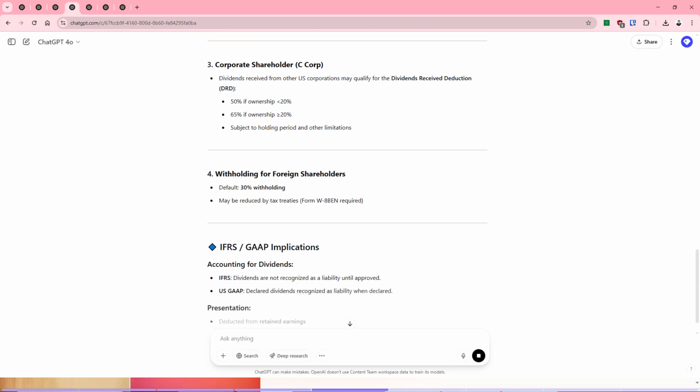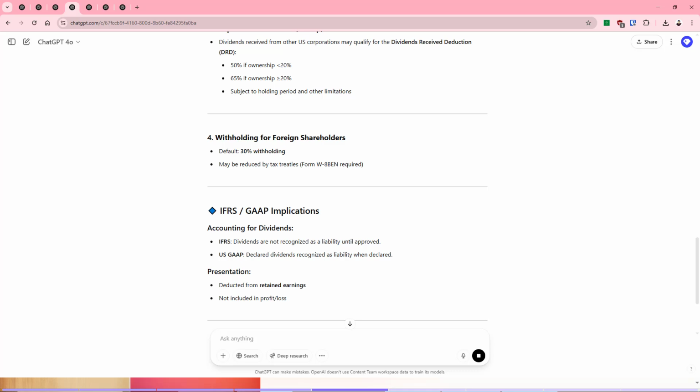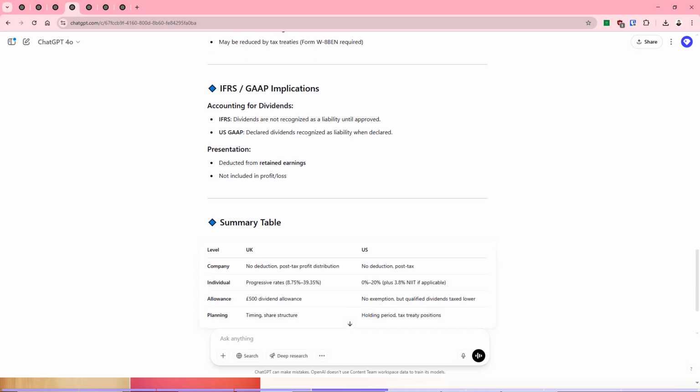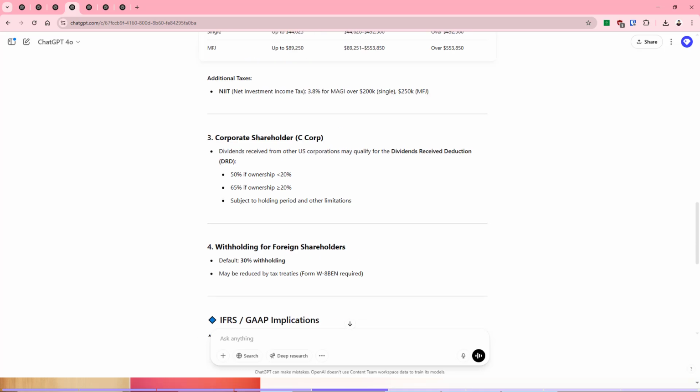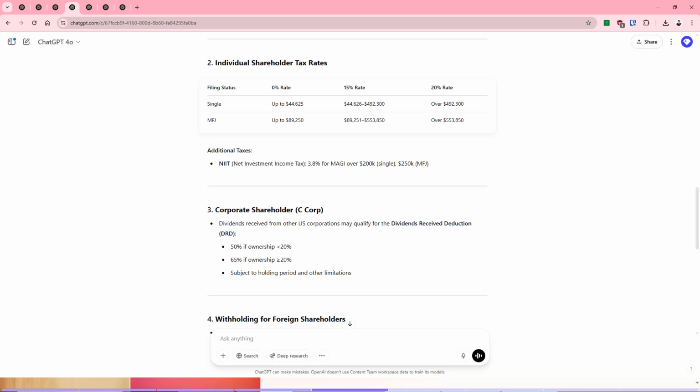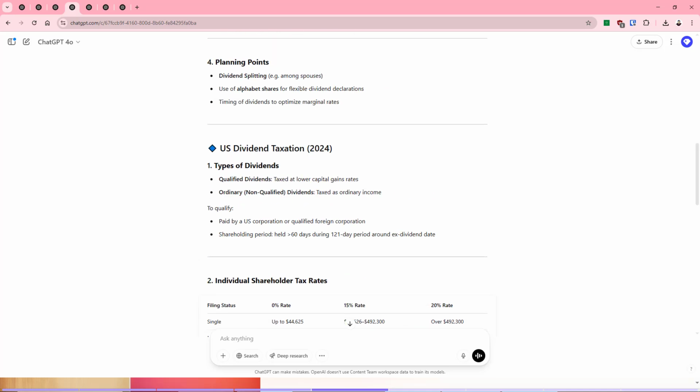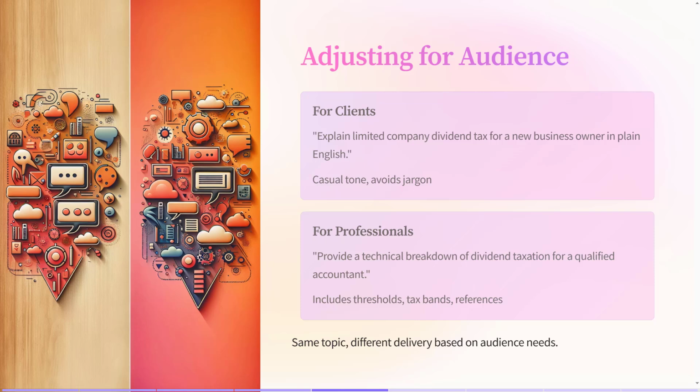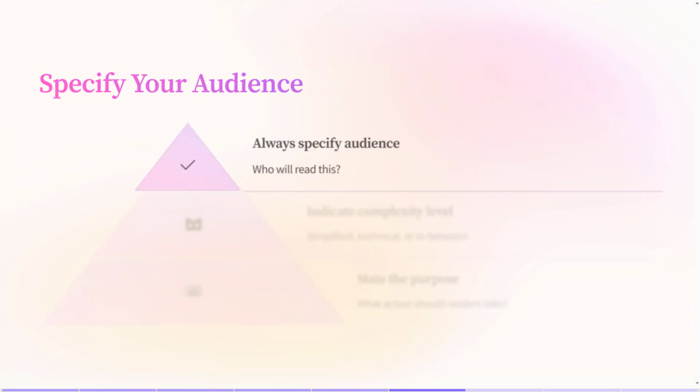So a far more technical answer there that also includes international financial reporting standards. That talks about which foreign shareholders as well. So a much more detailed output with more specific information that a more technical individual might need to know. So a key takeaway there is that depending on who you are speaking to, depending on the audience, you need to adjust your input, you need to adjust your prompt, and you need to consider your audience when you are creating your prompt. So always specify your audience.